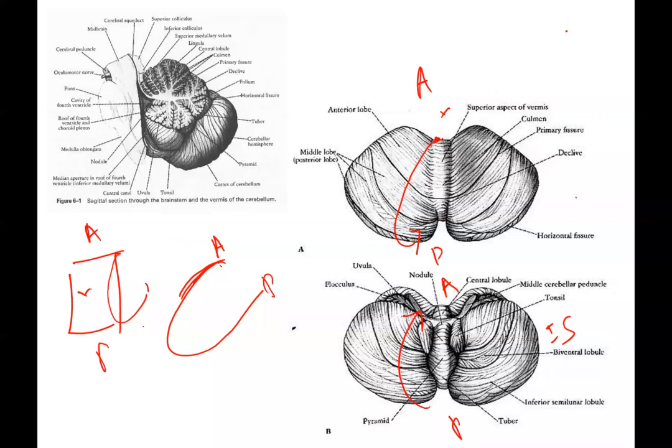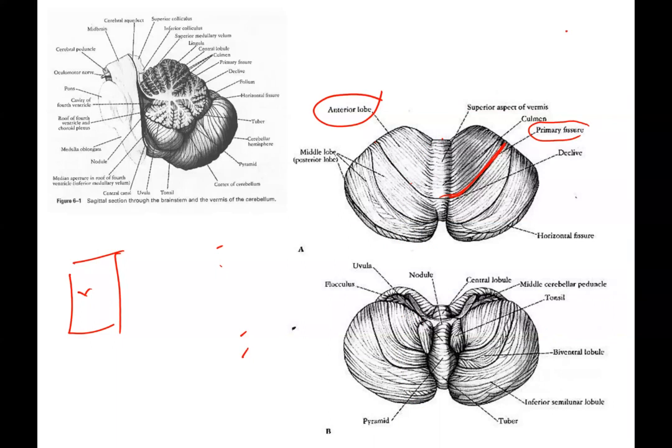Okay. Now having that in mind, we'll discuss the lobes. Now this is how you define the lobes of the cerebellum. This is the anterior lobe because it's on the anterior side. And you can see a primary fissure here. This fissure is called the primary fissure.